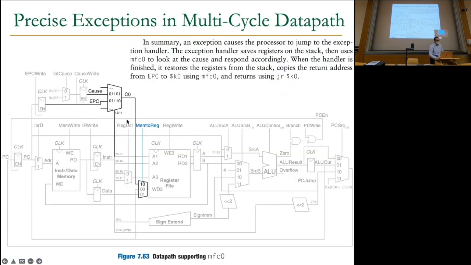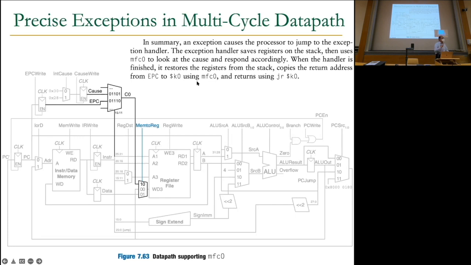So basically, the exception cause can be put into a register in the general purpose register. Let's read this actually relatively quickly also. In summary, an exception causes the processor to jump to the exception handler. The exception handler saves registers on the stack, then uses MFC0 to look at the cause and respond accordingly. When the handler is finished, it restores the registers from the stack, copies the return address, and so on.